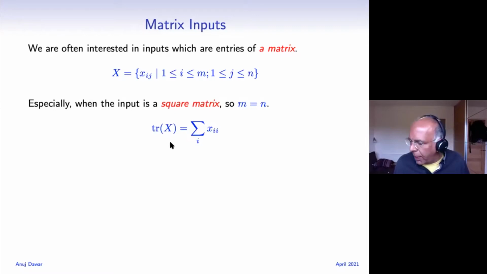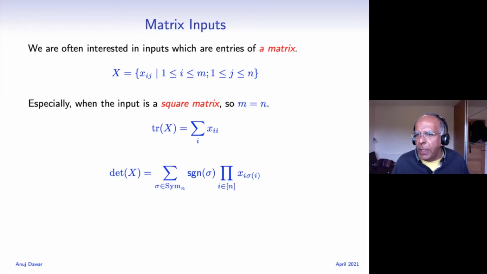This is a somewhat trivial case. A more interesting polynomial is what we call the determinant. You're all familiar with the determinant of a matrix, written as a polynomial in the variables xij. It is the sum over all permutations of n, right? So now we're looking at the case where m equals n, so i and j range from 1 through n.